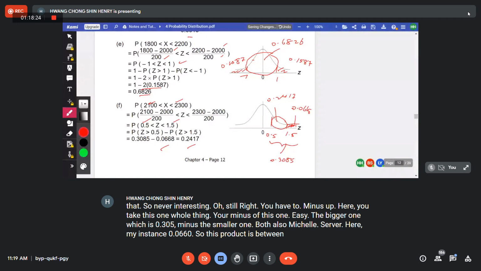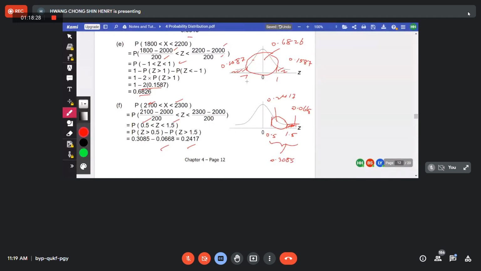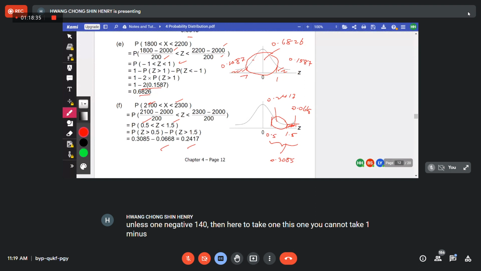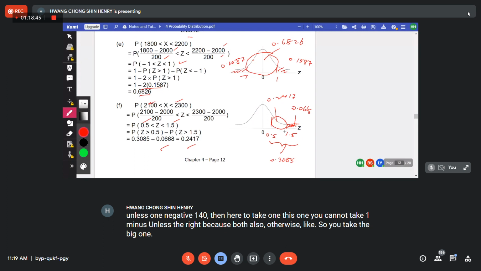You must know which one minus which one, because both are positive. Unless one is negative and one is positive, then you have to take one minus. This one you cannot take one minus, no? Unless they want the right-hand side or the left-hand side, and then you take one minus it. Because both are on the right side, you take the bigger one minus the smaller area. Any questions from anyone?